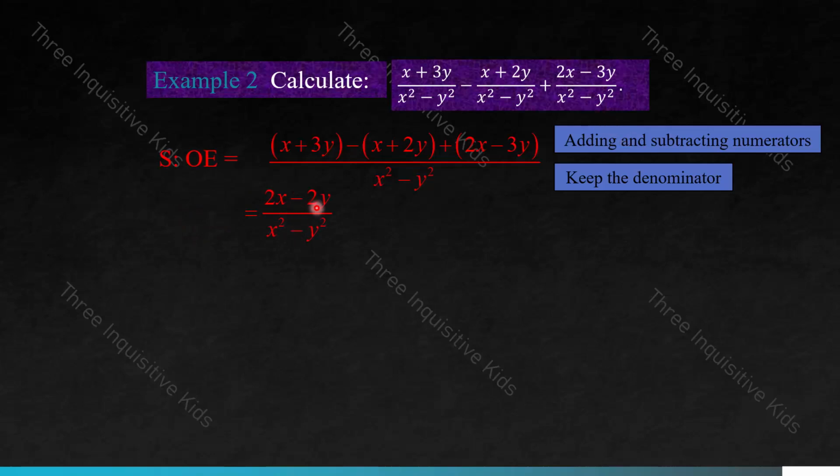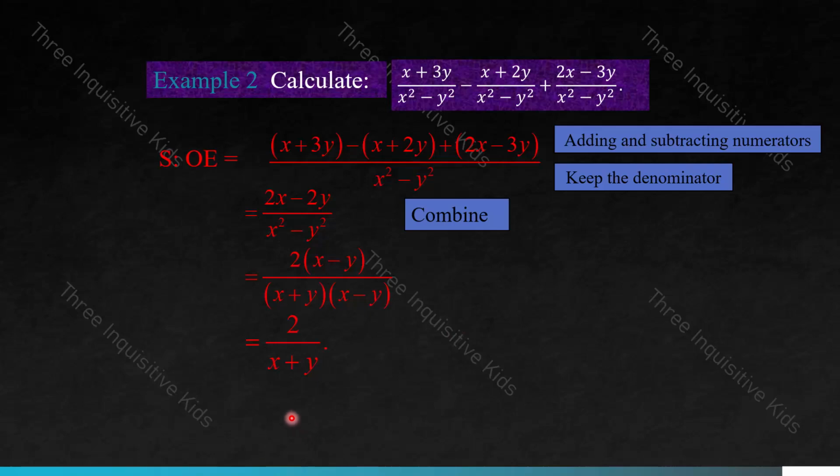Simplified, we have 2x minus 2y over x squared minus y squared, but it doesn't end there. On the top, we can remove the common factor of 2, while on the bottom, we can use the square difference formula to turn it into x plus y times x minus y. Now, after canceling x minus y, we have 2 over x plus y. So this would be our final answer.